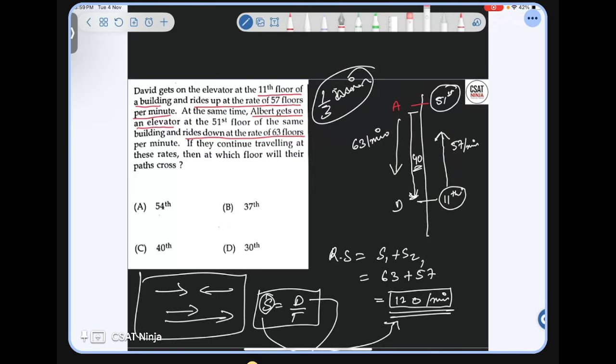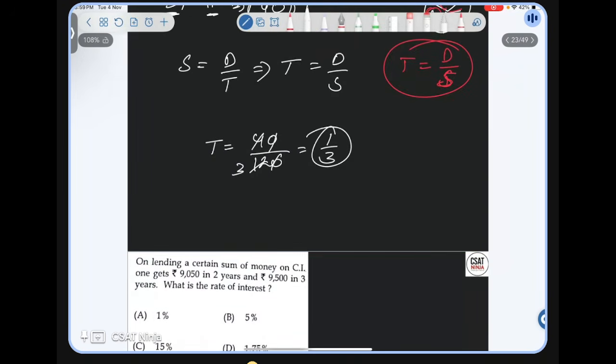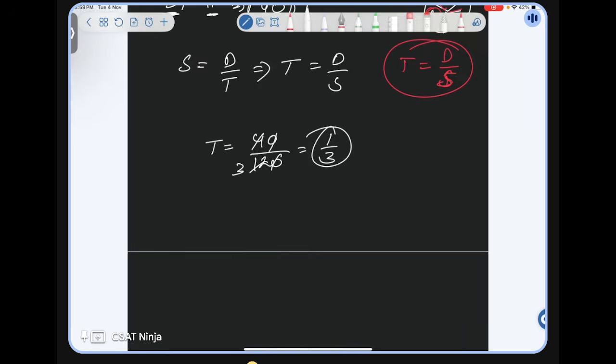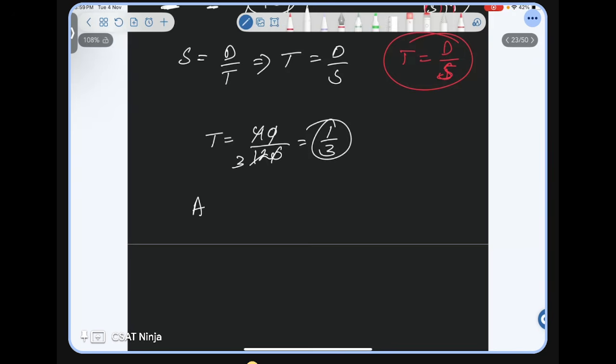So which means you can use either Albert or David to get how much distance David traveled or how much distance Albert traveled. So what I'll do is I'll use Albert here. So Albert is traveling at how much? 63, I guess. 63 floors per minute. Okay. For Albert, the speed is 63 floors per minute. And Albert is traveling for how long?